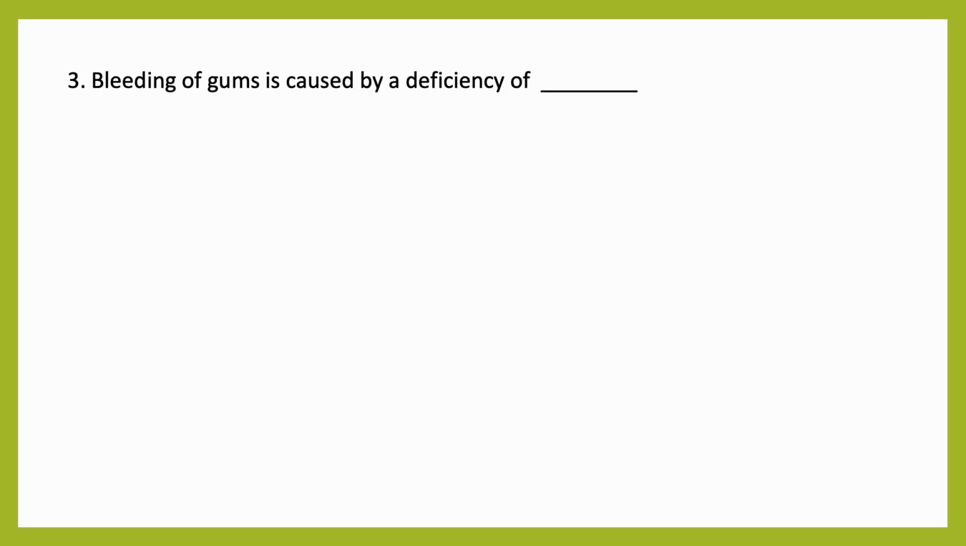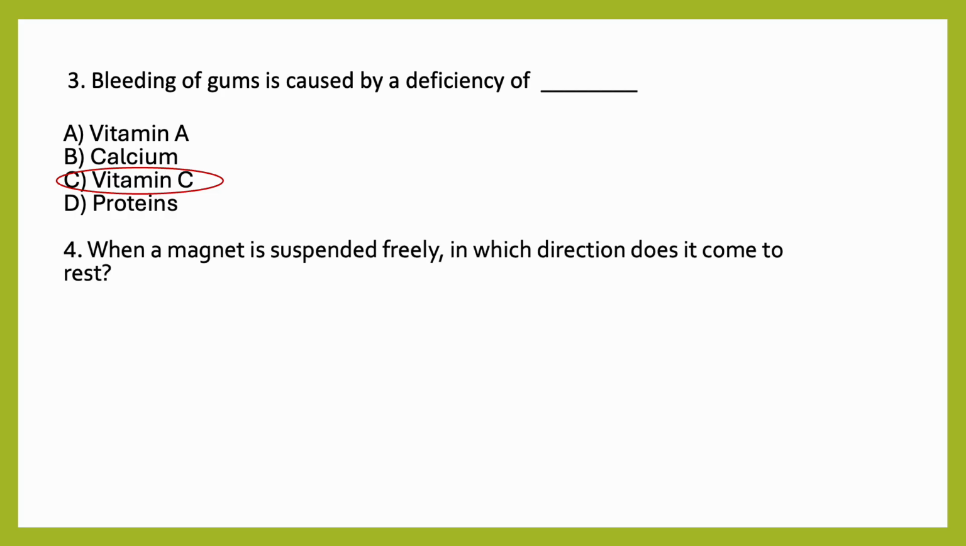Bleeding of gums is caused by a deficiency of vitamin A, calcium, vitamin C, proteins. Which is the correct answer? Vitamin C. Next one. When a magnet is suspended freely, in which direction does it come to rest?